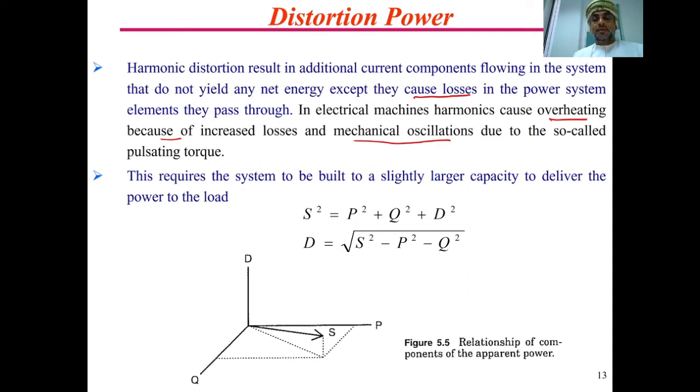This will require the system to be built at slightly larger capacity to deliver the same power to the load. So don't forget that the load needs a certain power. Now part of this power will be utilized to supply the harmonics. Therefore, to provide the same real power, S should go up. And this factor, D, due to the harmonics, can be calculated from this equation.